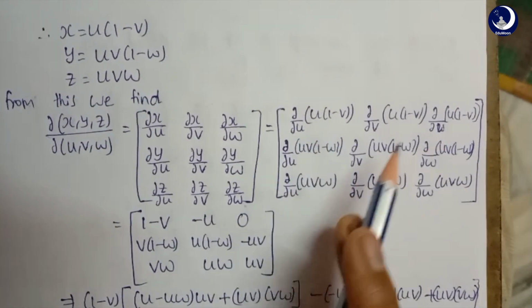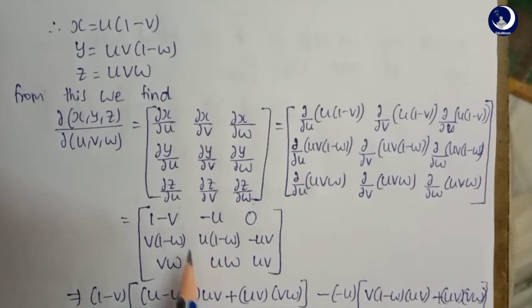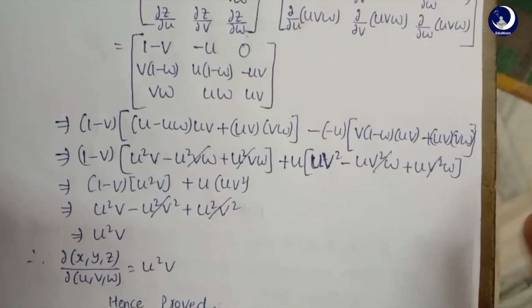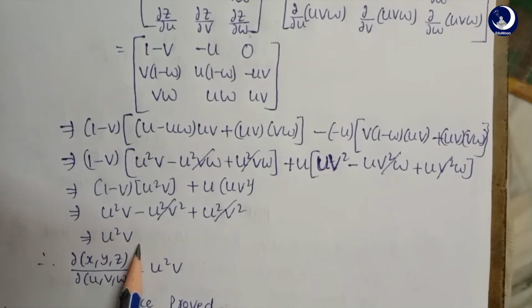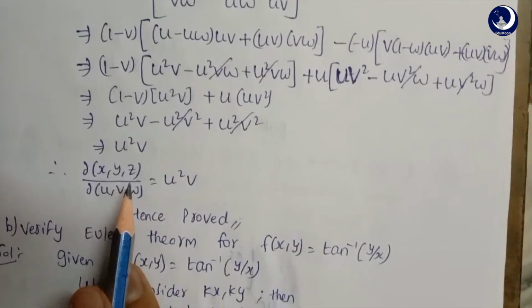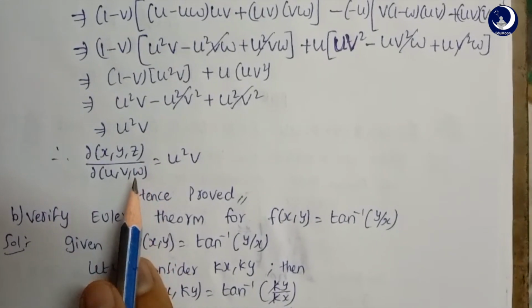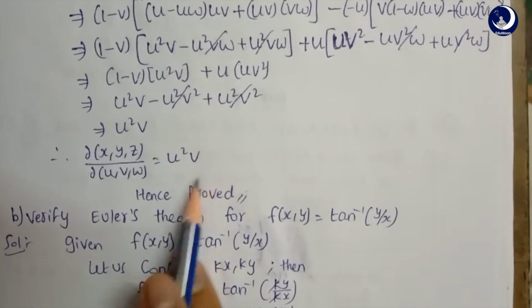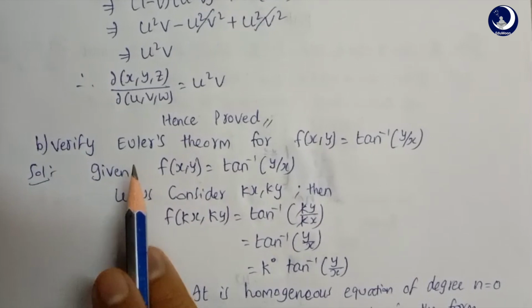By differentiating these values, we got like this. By solving this, we got finally u square v. So finally we proved that ∂(x, y, z) by ∂(u, v, w) equals u square v. Hence proved. Coming to the second question B.